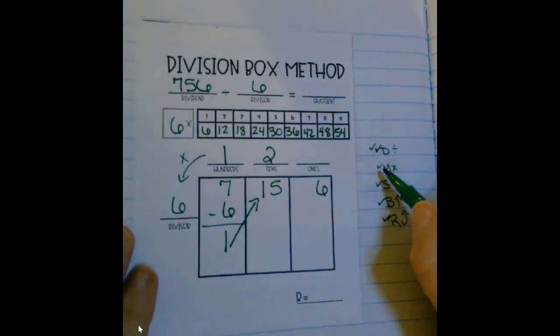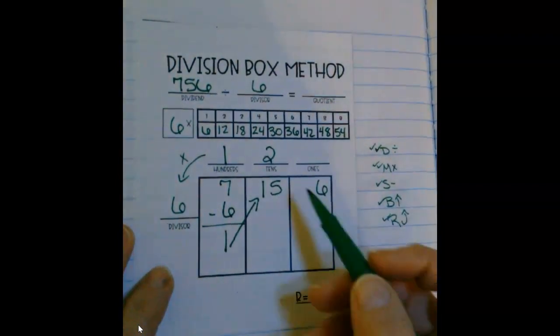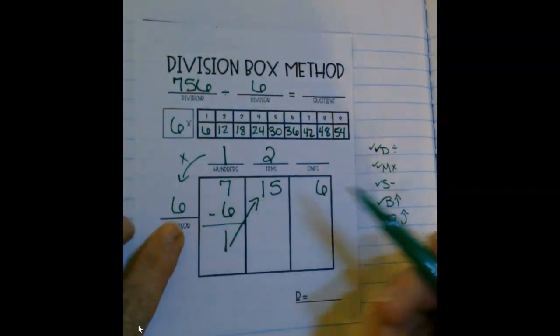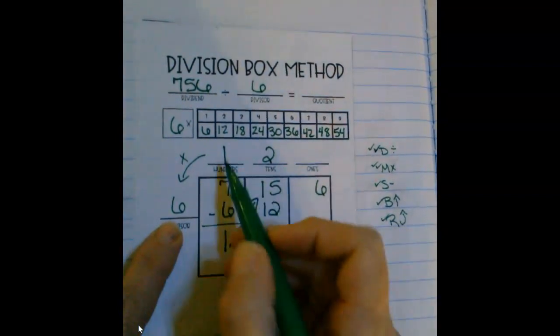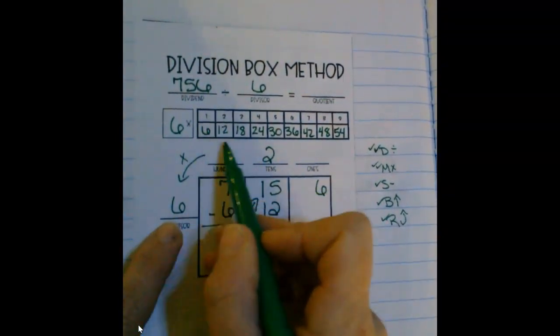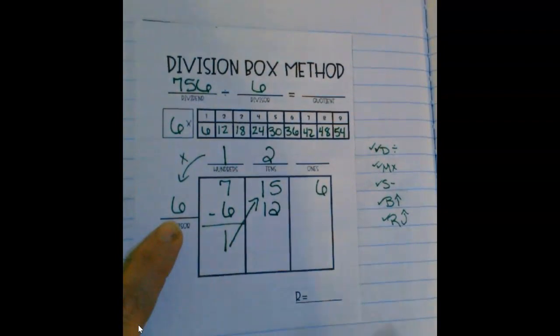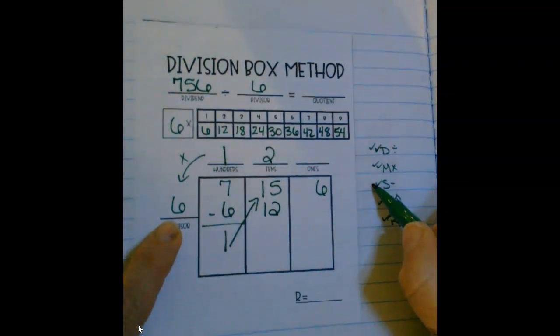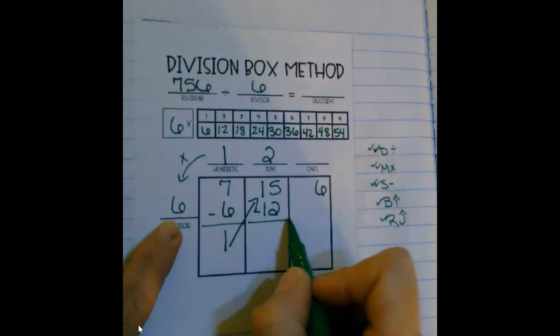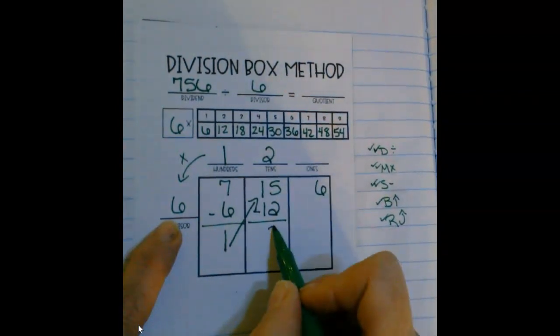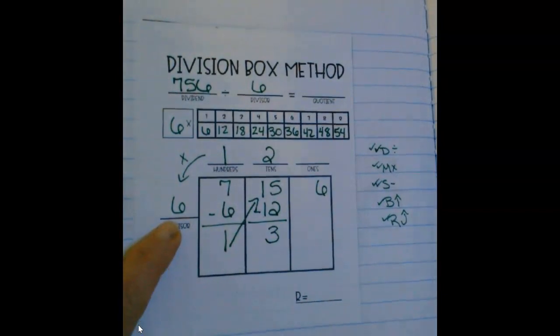My next step is going to be to multiply. So I'm going to multiply 2 times 6, and what's that going to be? 12, okay? And I don't even have to think about it because I've got it right here with my multiples, okay? All right, my next step is going to be to subtract. So 15 minus 12, what's that going to be? 3, very good, okay?